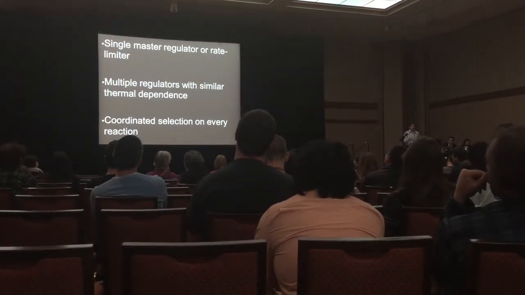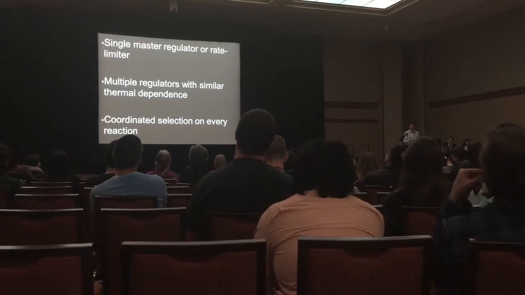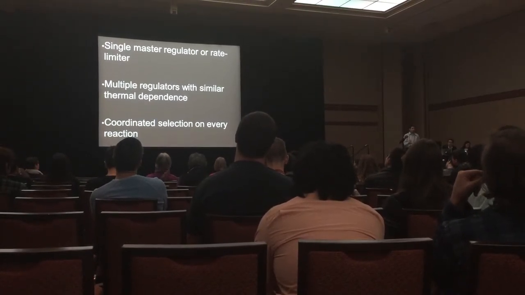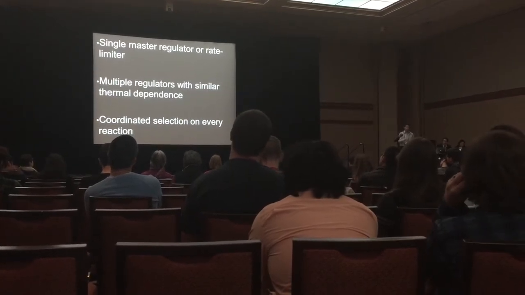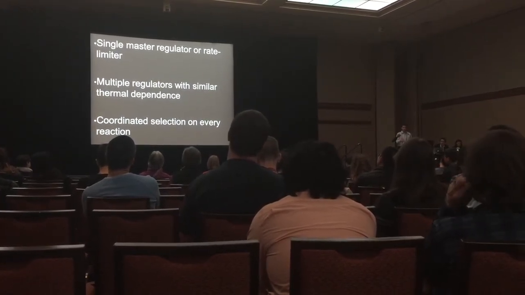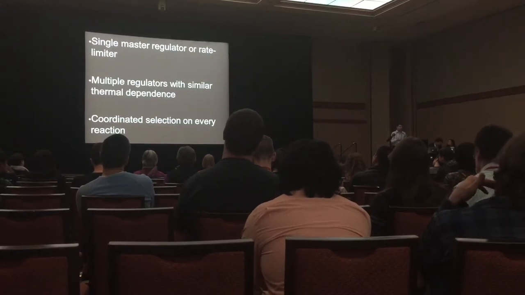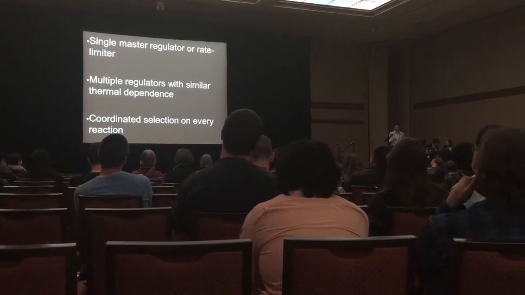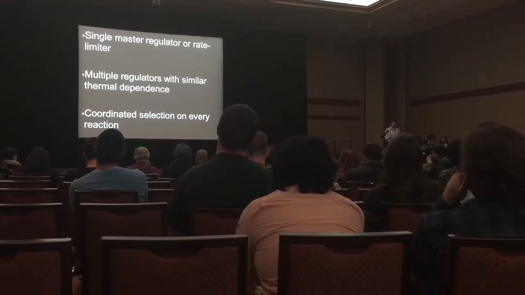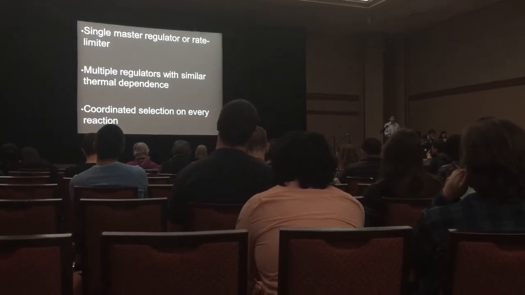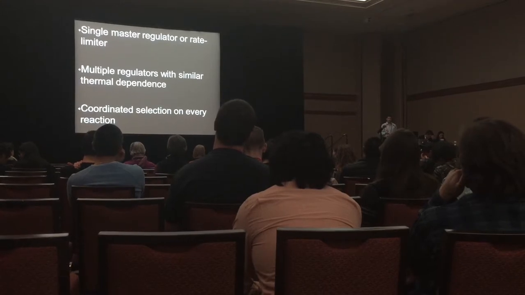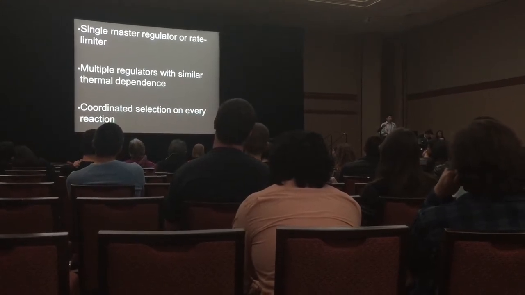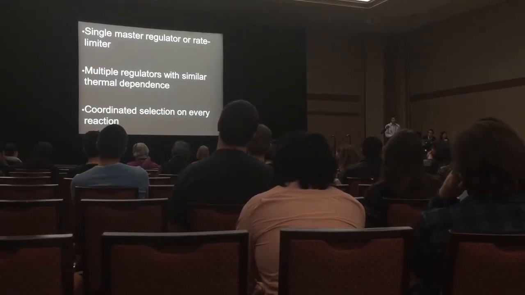So we could either have a single master regulator that controls everything, or we could have multiple regulators, essentially independent processes, but these are all perhaps selected to work cohesively at the same temperature. Or we could have every single enzyme in the organism selected for having the exact same temperature response. This seems unlikely given that these flies are found around the world in a variety of different climates, and even over the course of the day, vary greatly in temperature.